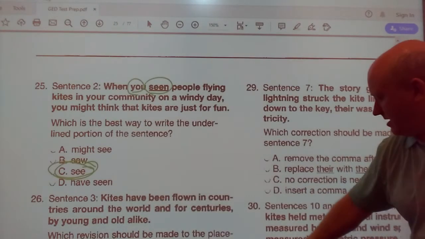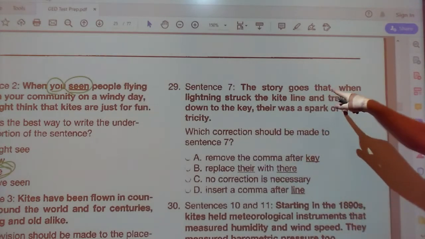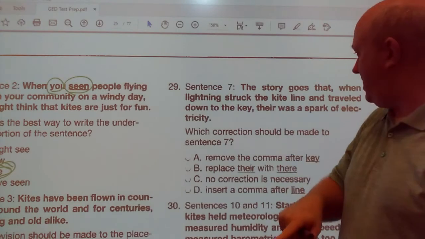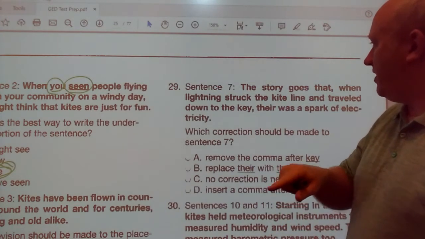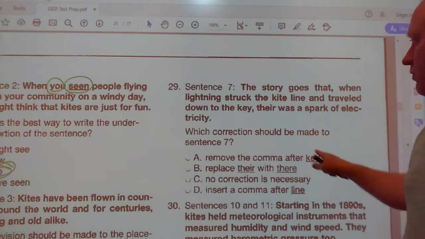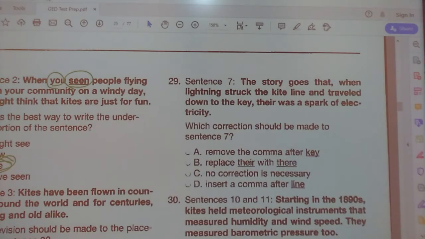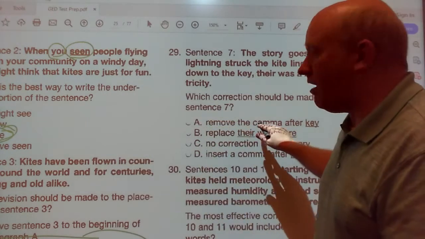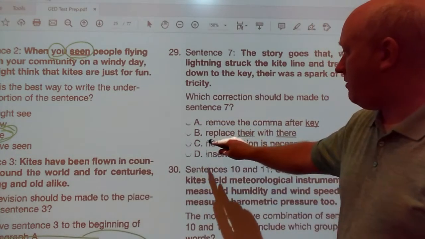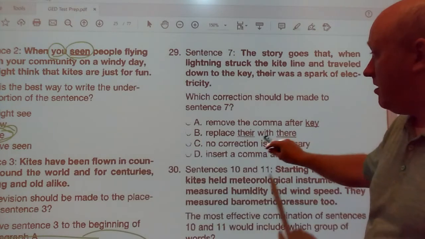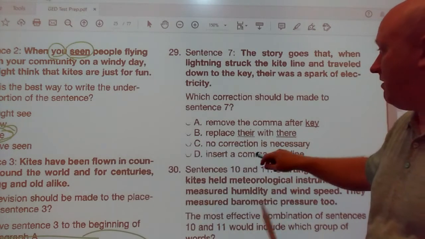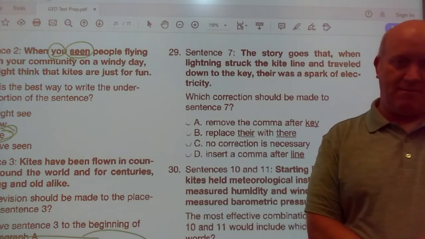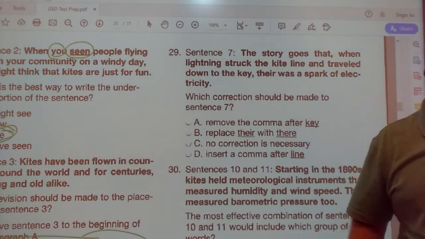Okay. 29. "The story goes that when lightning struck the kite line and traveled down to the key, there was a spark of electricity." Which correction should be made to sentence 7? A, remove the comma after key. B, replace there with their. C, no correction is necessary. Or D, insert a comma after line. What do you think the answer could be? I'll give you a few seconds.